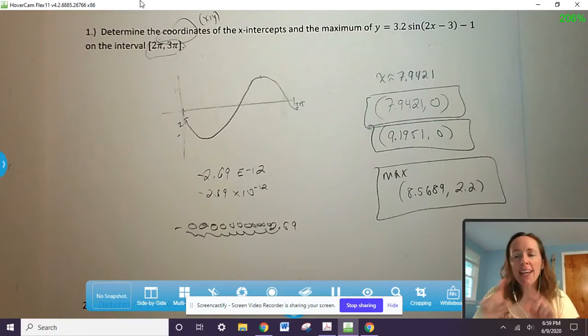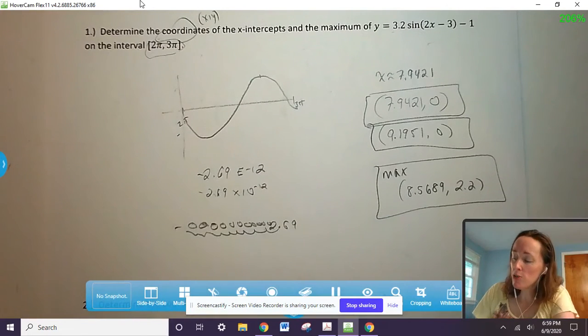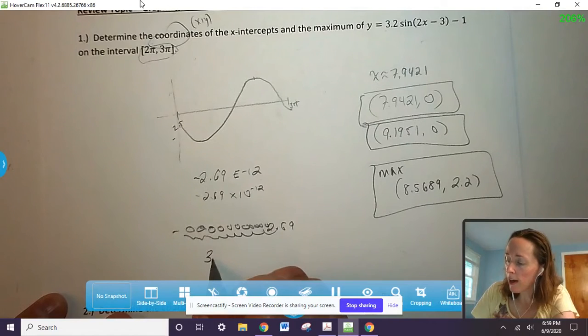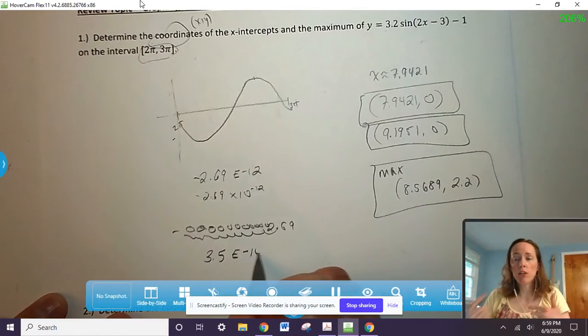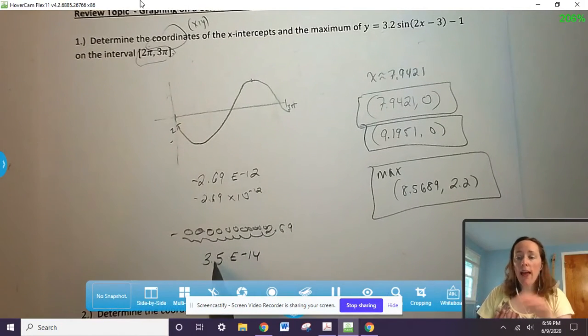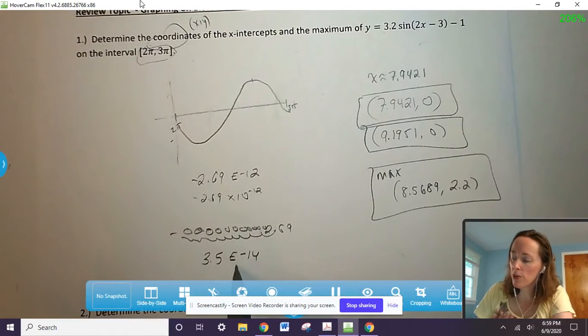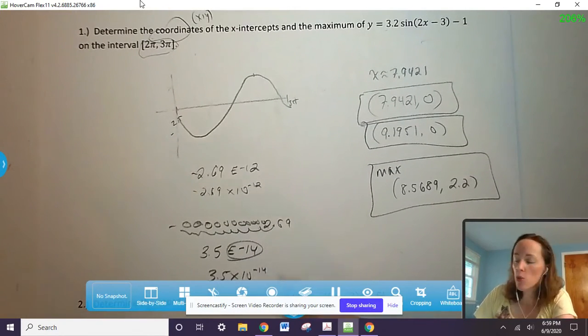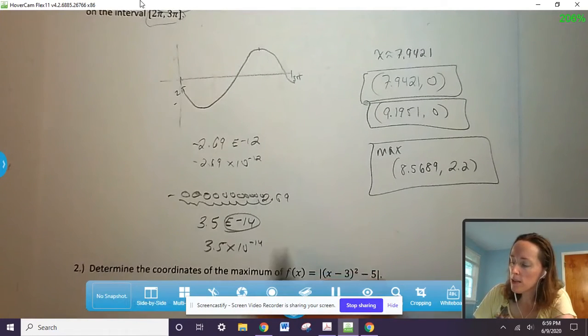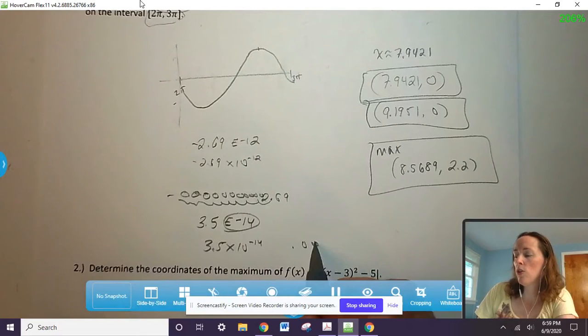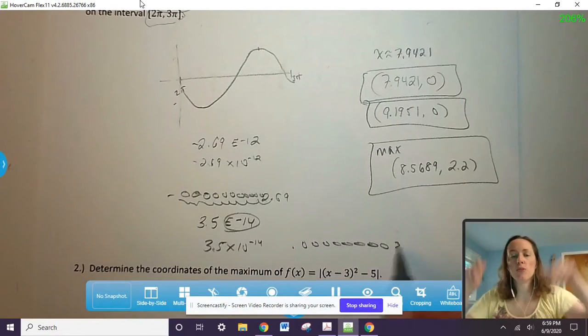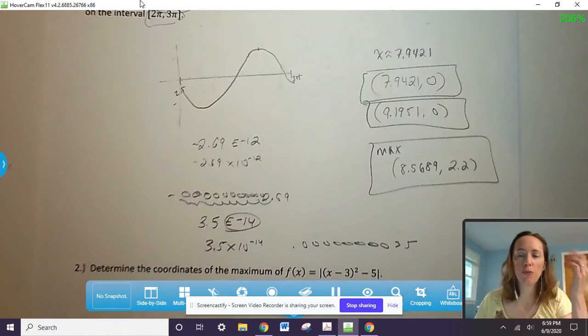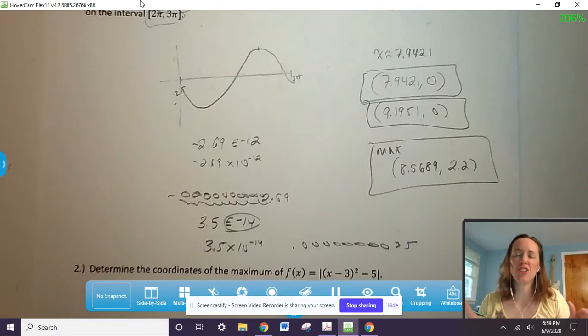And you may not have negative 2.69. When you did this, you might get 3.5 e negative 14. So you could even get a positive out front. But it's this part that's really critical, because that stands for times 10 to the negative 14. So that represents moving the decimal point 14 places to the left. It's going to be a whole bunch of zeros. There should be 13 zeros before you get to 3.5. That's as good as 0.